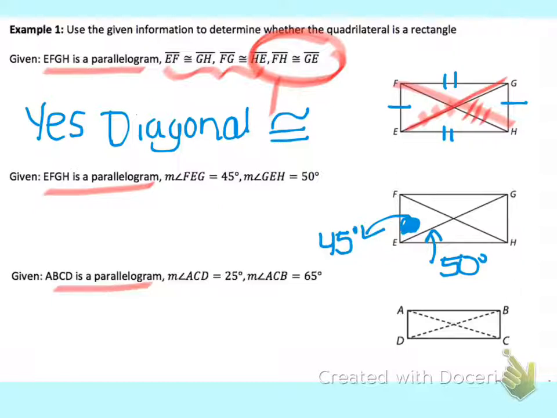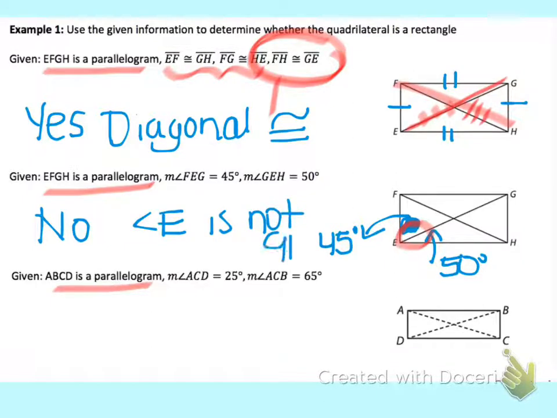So this is a no, and that's because if you add the two angles together, this makes 95 degrees, right? If that angle is 95 degrees, then there's no way this could be a rectangle because those angles all have to be 90 degrees, right? So that angle, angle E, is not 90 degrees, and so we know that that's not a rectangle. Okay. So we can use those conditions also to disprove that something is a rectangle as well. So if they don't meet one of those criteria, then nope, we can't show that it's a rectangle.